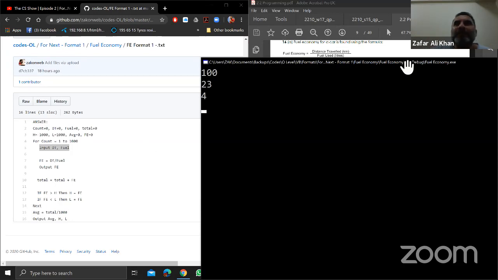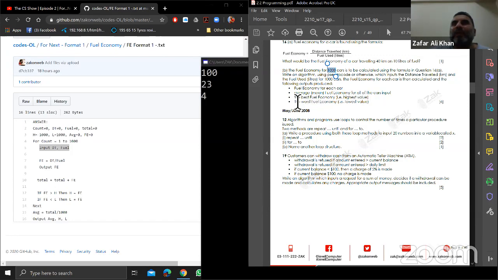Now, afterwards, it says the average fuel economy of all the cars input. Whenever they ask you for an average, you actually require a total. As in our previous session, we described that a total is when the same variable is being added with another variable. So total is initially 0. Over here we have made total 0, and 0 plus 4 now becomes 4.